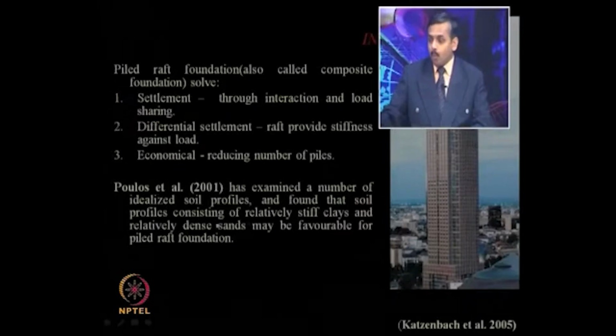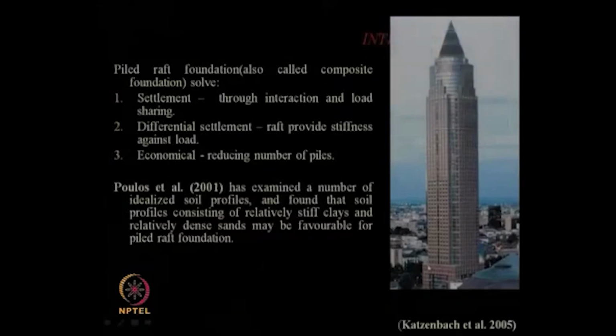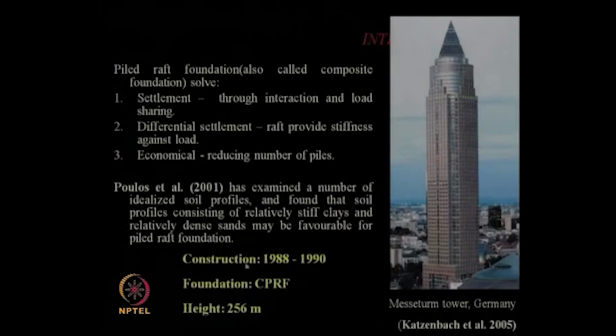One of the pioneering works in pile raft foundation, as you can see in this picture, is the Messeturm tower in Frankfurt am Main in Germany. This building is founded on a pile raft foundation. This work was carried out by Professor Katzenbach and his research group, who have been doing this work for two decades. The construction of the Messeturm tower was done in the years 1988 to 1990. The foundation was CPRF, and the height of this building is 256 meters.